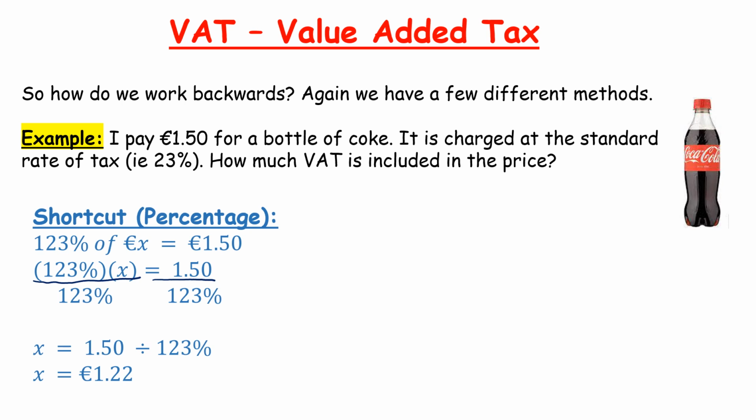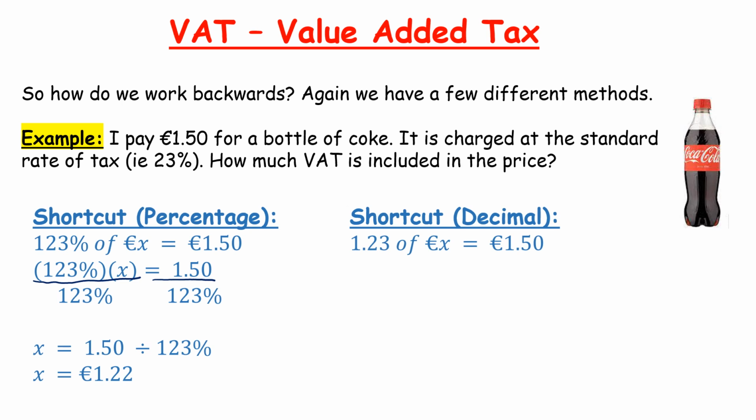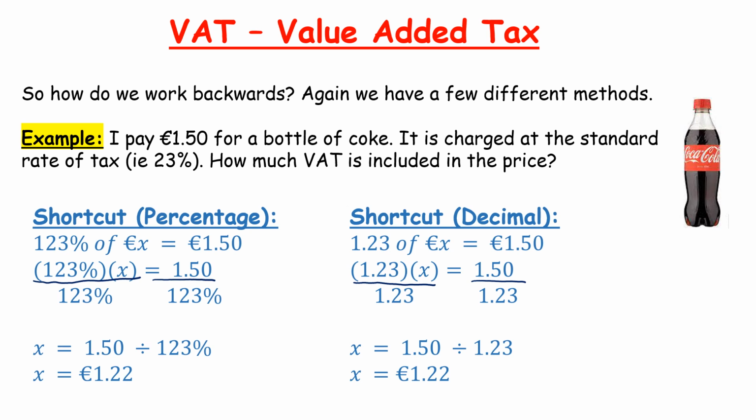If you're not mad about percentages, or if you use decimals, we can do the exact same thing using decimals. So rather than 123%, we're going to call that 1.23 times X equals 150. So 1.23 times X equals 150. To get X on its own, we divide both sides by 1.23. So 150 divided by 1.23, and that gives us the exact same answer of €1.22. So you can see no matter which way I did it, we're still getting back to €1.22.